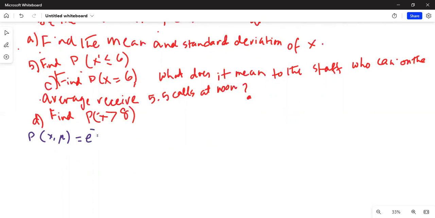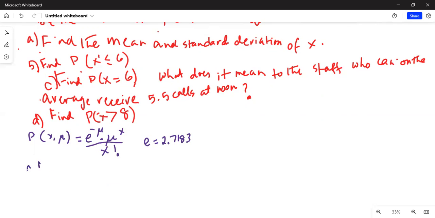e to the power of minus mu, multiplied by mu to the power of x, divided by x factorial. So in this case, mu is the mean number of phone calls received per hour, and e is equal to 2.7183. So the first one asks to find the mean and standard deviation of x.